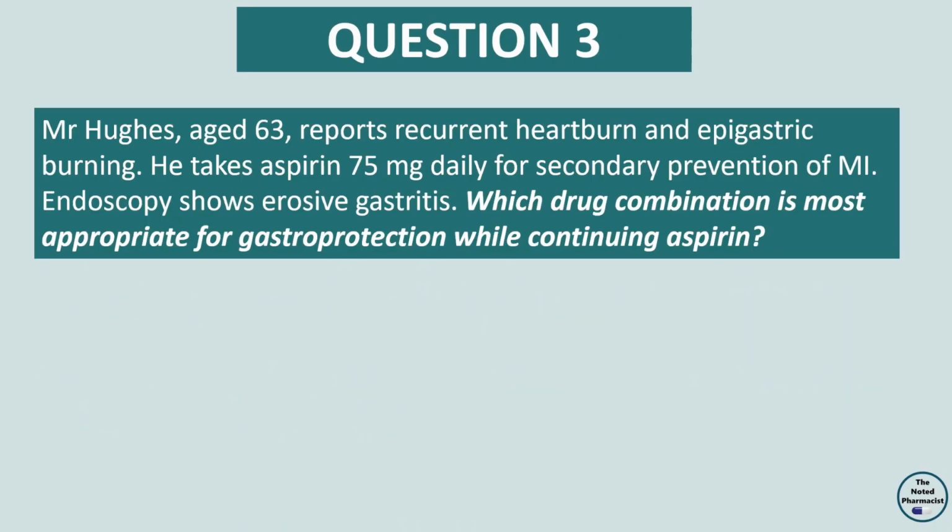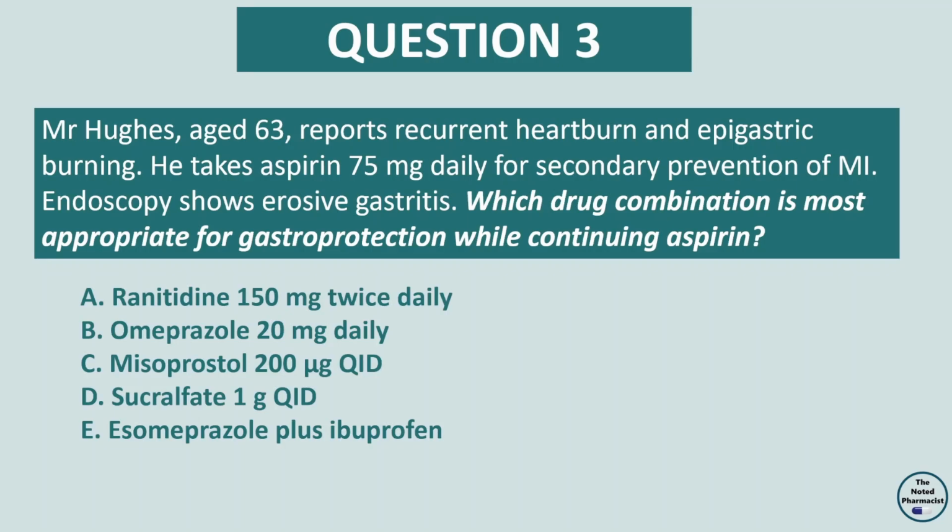Question 3. Mr. Hughes, aged 63, reports recurrent heartburn and epigastric burning. He takes aspirin 75 mg daily for secondary prevention of myocardial infarction. Endoscopy shows erosive gastritis. Which drug combination is most appropriate for gastroprotection while continuing aspirin?